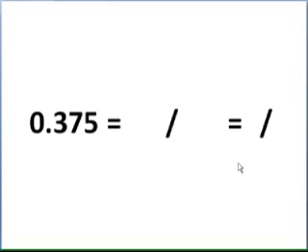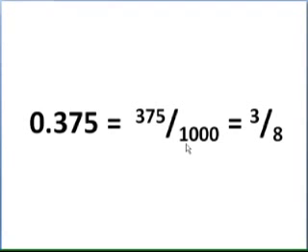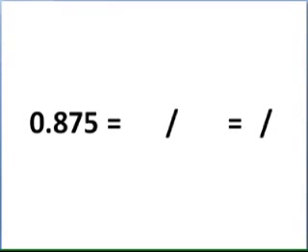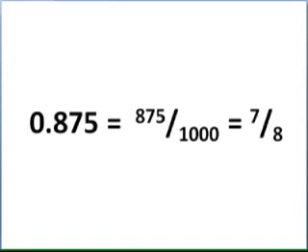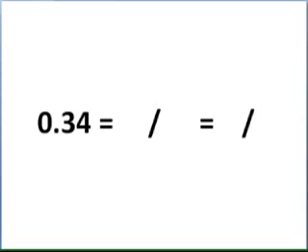Here we have 0.375. The numerator will be 375. The total number of zeros will be 3, so that means we are at 375 thousandths. That simplifies to 3/8. Here we have 0.875. The numerator is, of course, 875. There are 3 zeros in the denominator, and that makes it 1,000. That simplifies to 7/8.